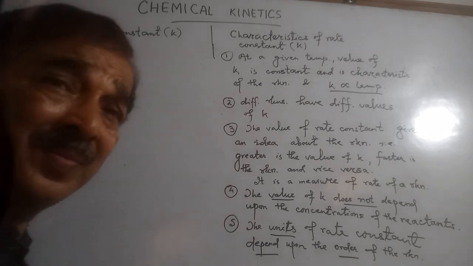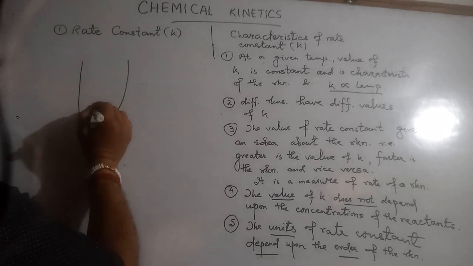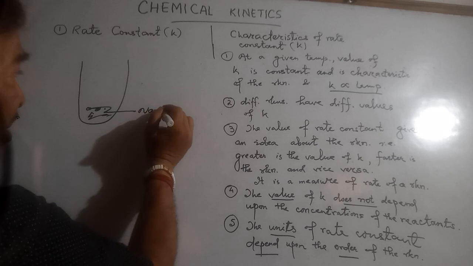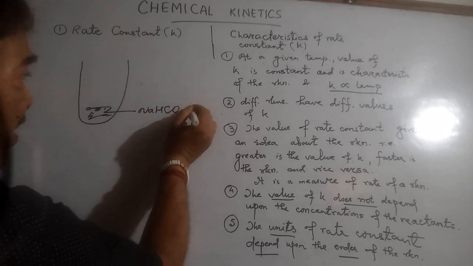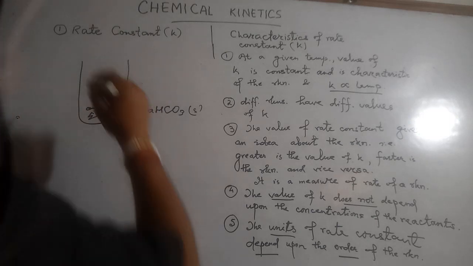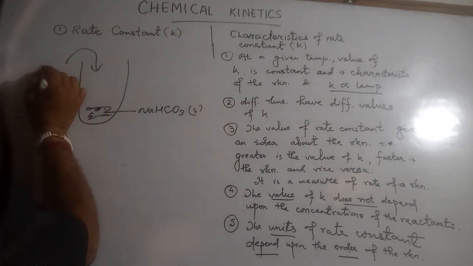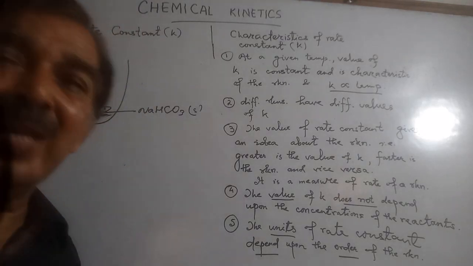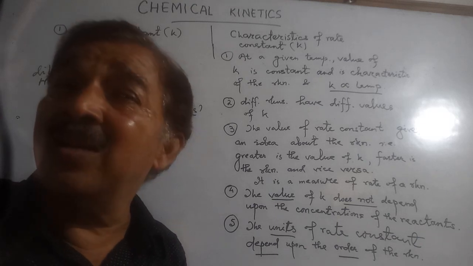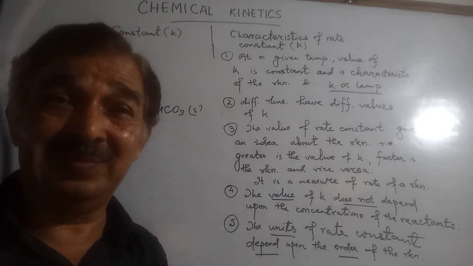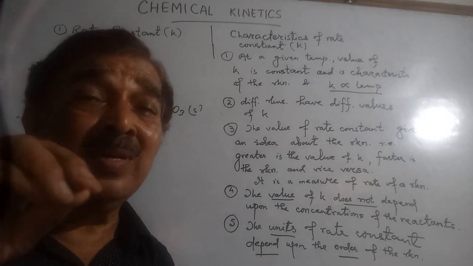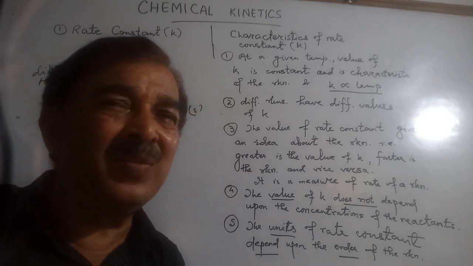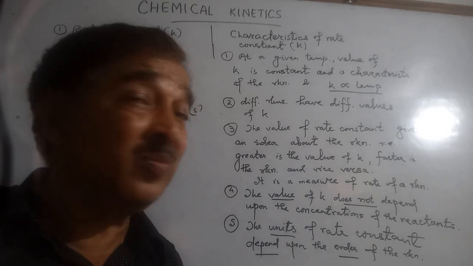Take a test tube. In this test tube, you take sodium bicarbonate in the solid, powdered form, and to this you add dilute hydrochloric acid. During the reaction, carbon dioxide gas is evolved, and the rate of this particular reaction can be measured with the rate of evolution of CO2 gas.